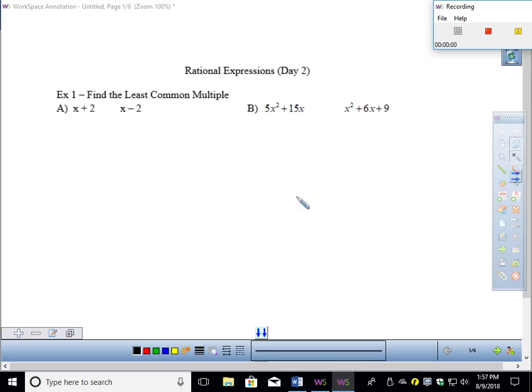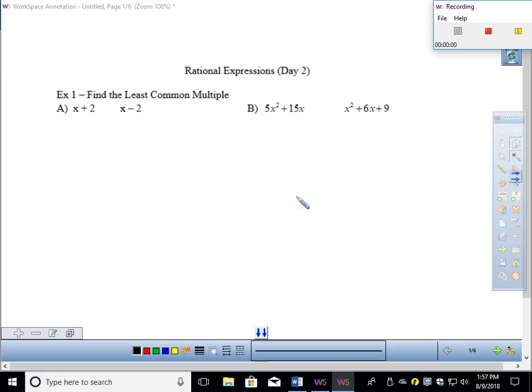Welcome. Today we'll be looking at the lesson entitled Rational Expressions Day 2. This is obviously the second part to the two-day lesson dealing with rational expressions. Day 1 dealt with simplifying and multiplying and dividing, and then today we'll be doing some addition, subtraction, and dealing with some more complex fractions. So what do you say we go ahead and dive right in?